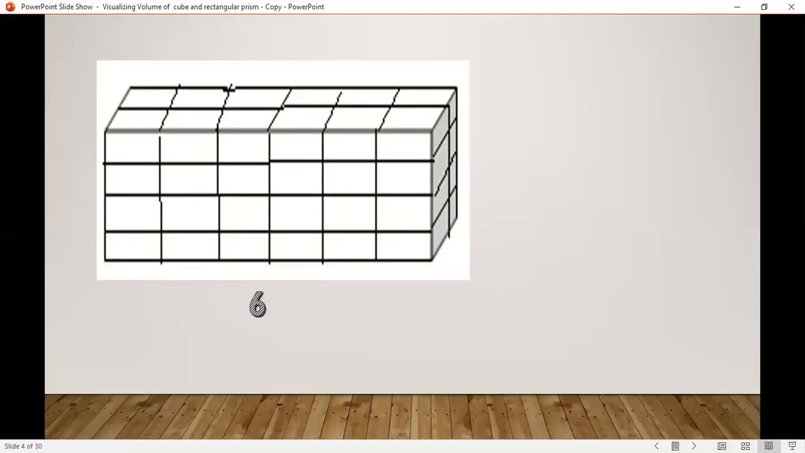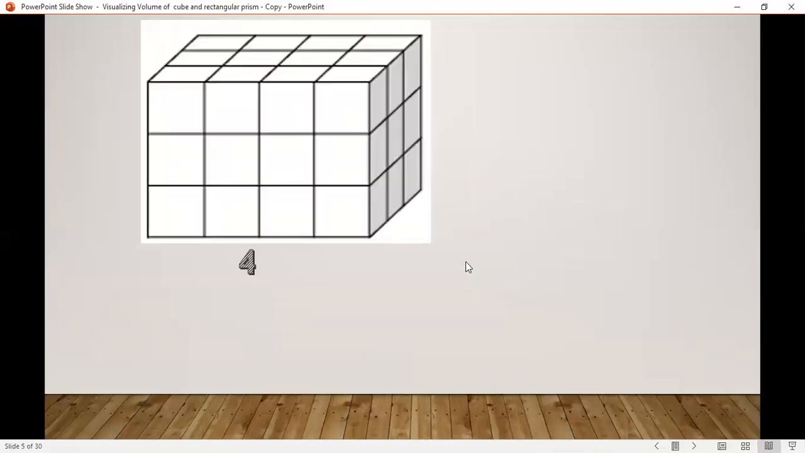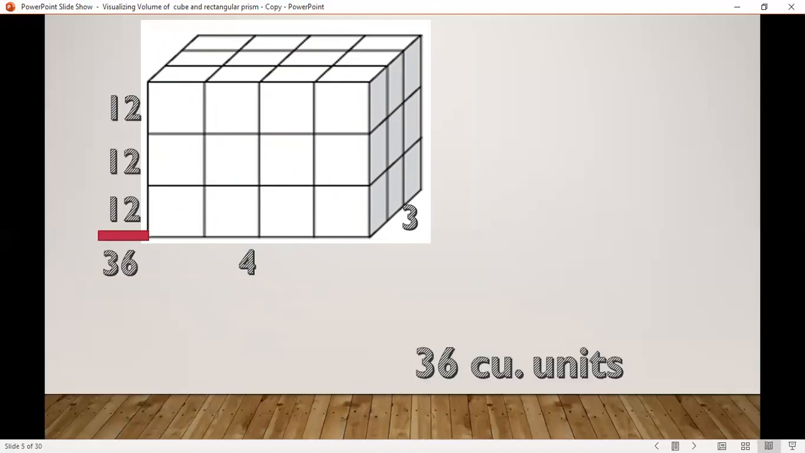Length 6, width 2. So there are 12 cubic units each layer. 12 plus 12 plus 12 plus 12 equal to 48. So 48 cubic units. Length 4, width 3. There are 12 cubic units each layer. 12 plus 12 plus 12 equal to 36 cubic units.